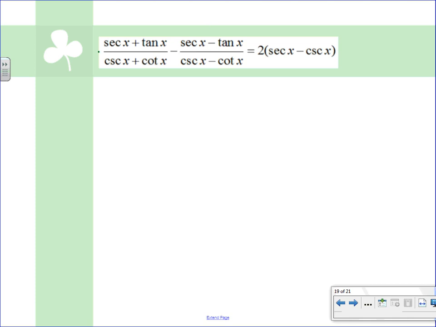If I use the conjugate of the denominator, first fraction would be cosecant minus cotangent. And the same thing on the top is going to have to be multiplied in.